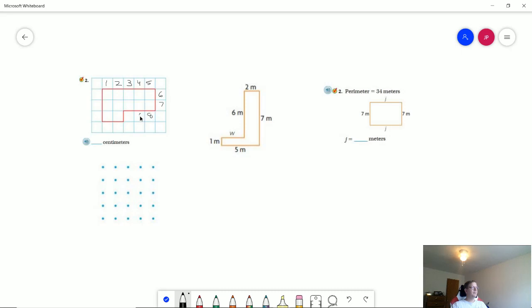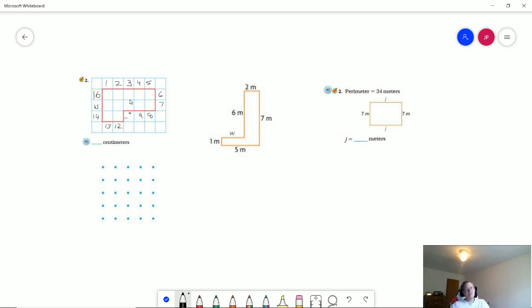8, 9. And now we're in a tricky spot because I've got to count 10 for this and 11 for this, but I've got to write really small. So this part's going to be 10. This part's going to be 11. We're skipping the corner. 12, 13. That's a really bad looking 2. There we go. 14, 15, and then 16.